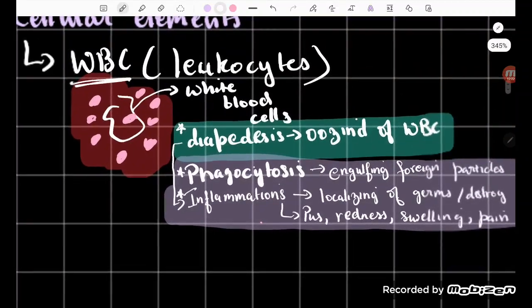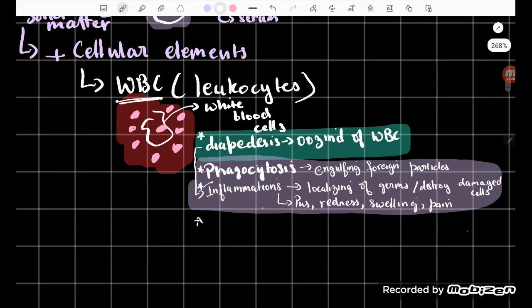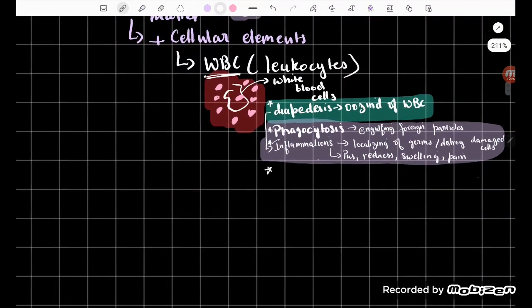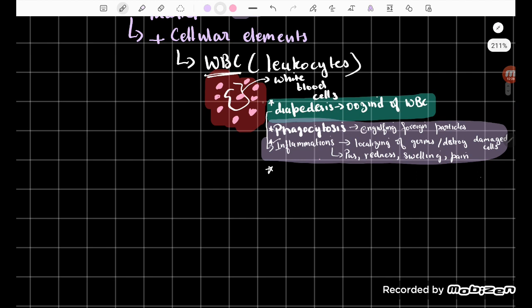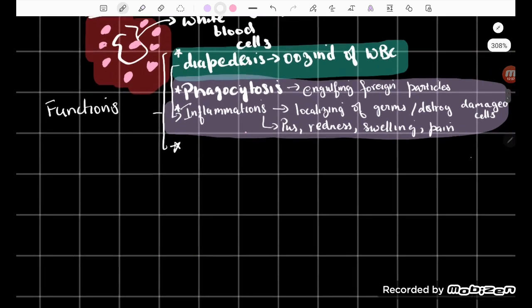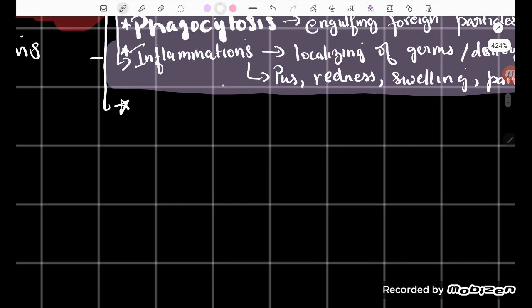And there is, so let me write it down somewhere for you guys. All of this is functions of WBC. Okay, and the last point is this the last point? Yes, the last point is formation of antibiotics. Forms antibiotics.